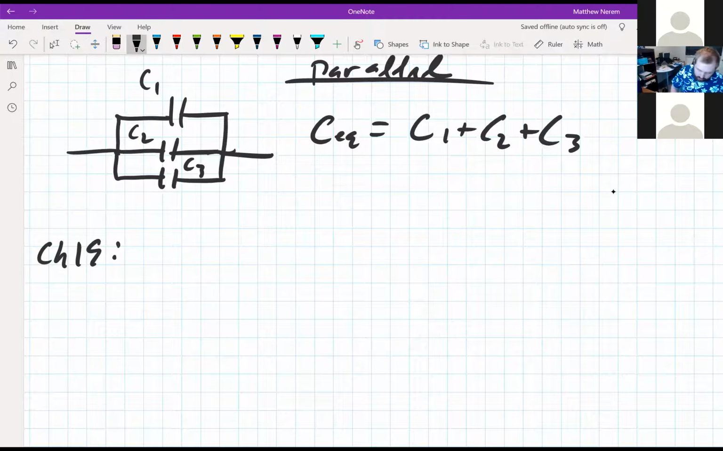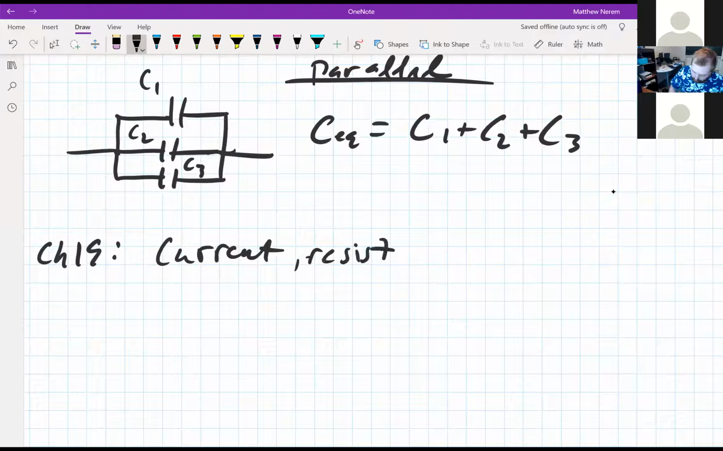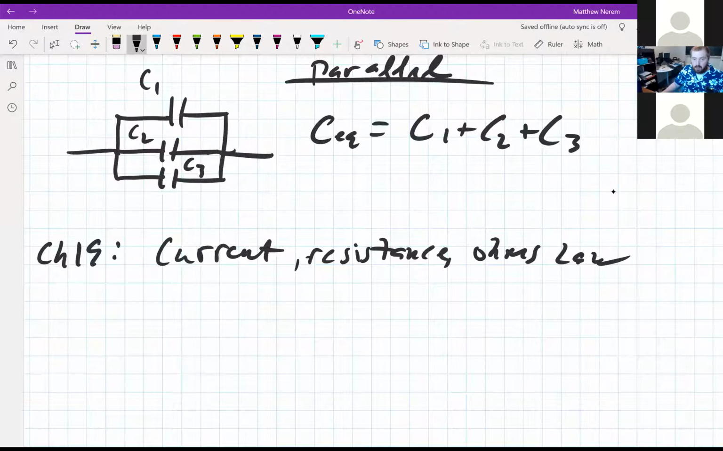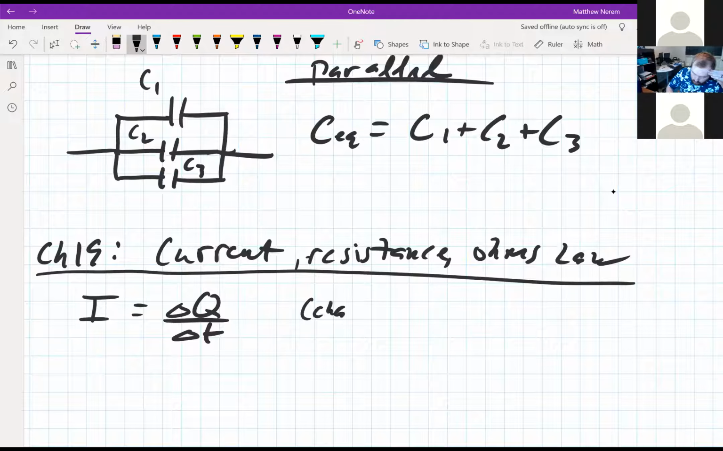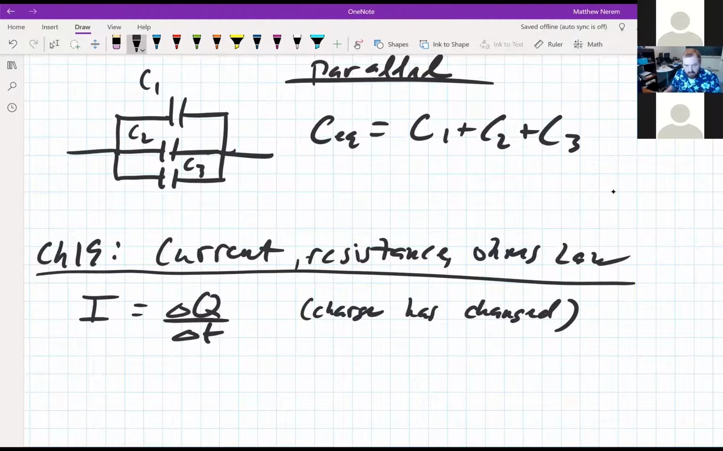All right, 19. We start getting into current, resistance, Ohm's law. All right. So definition. What do I mean by current? We're saying charge is moved, or changed in time. I have some buildup of charge here, and it goes somewhere else.